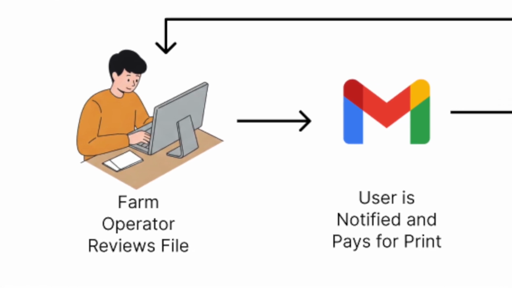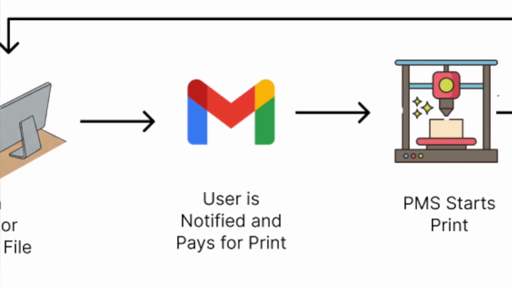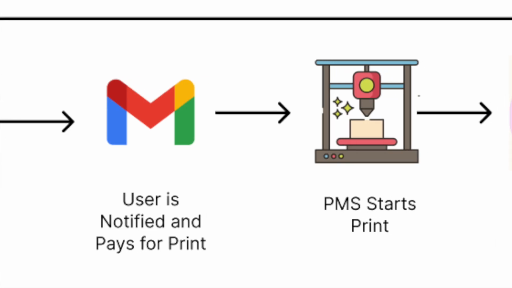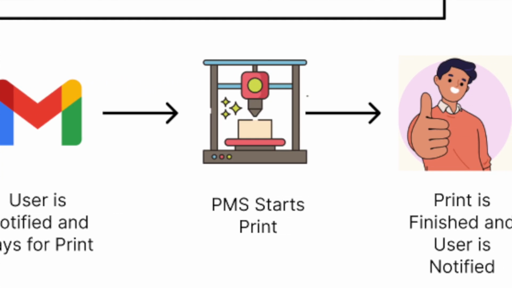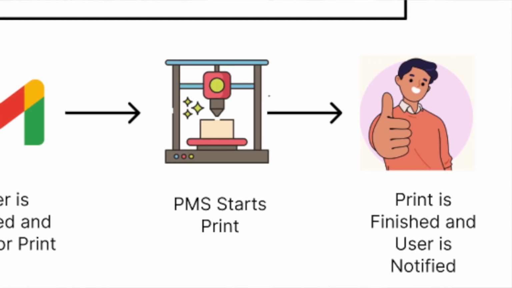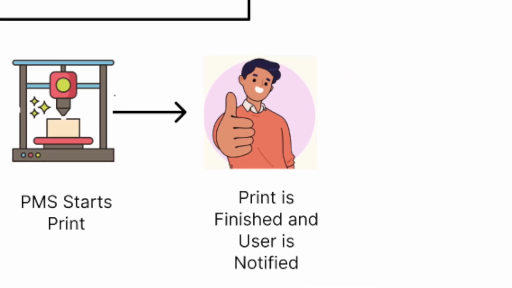pay for the print. After they've paid for the print, this gets passed to our print management service, which will actually do the work of issuing the print and ensuring that printers are ready to take it, tracking when it's done, and all of that good stuff. Once all of that completes successfully, the print is officially finished and the user will be notified via their email.